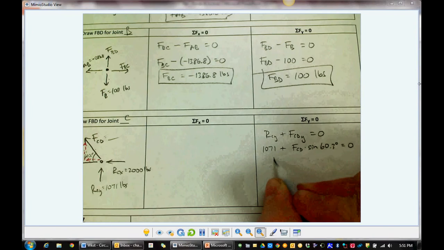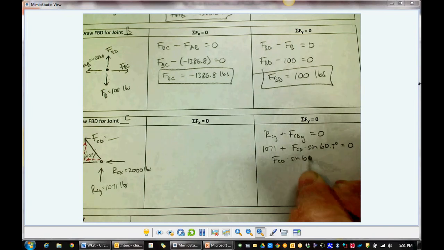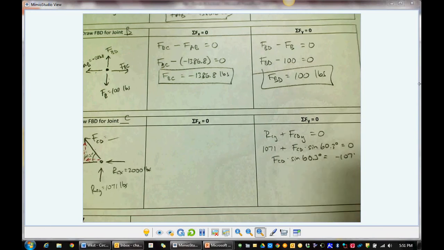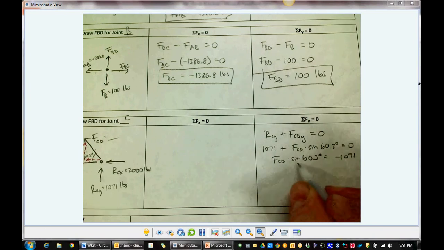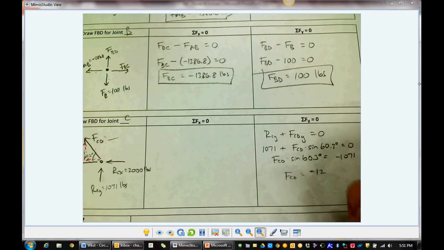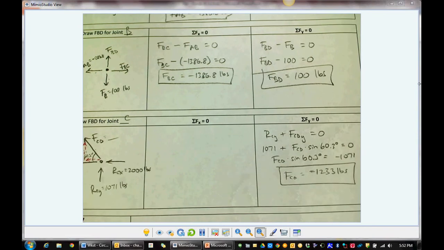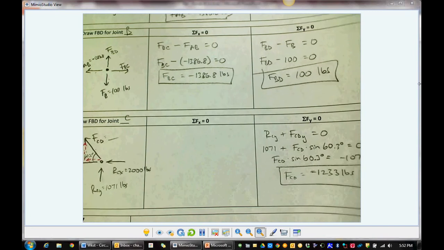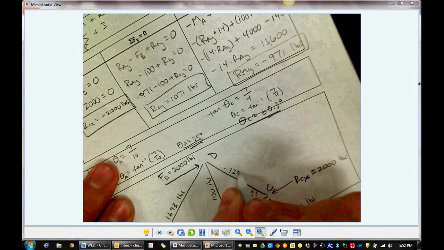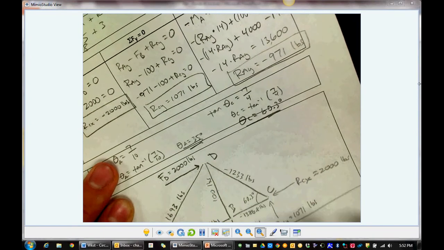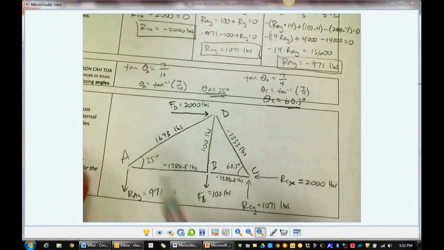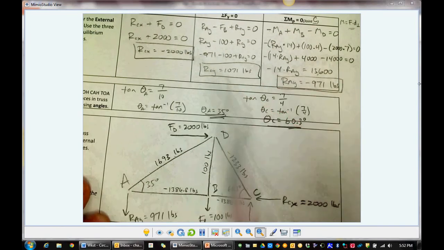We subtract 1071 over there. And then divide by sine of 60.3. And that gives us negative 1,233 pounds. So let's go put that on our free body diagram. Negative 1,233 pounds. All right. So on this first page, we found all the external forces right up here.